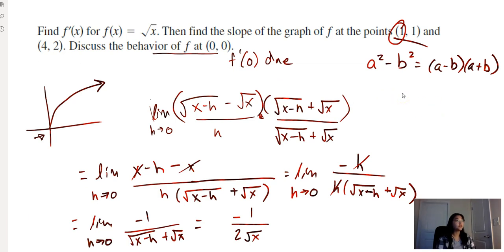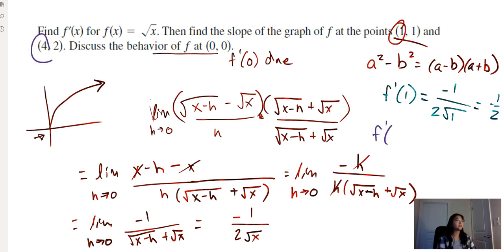Okay, so if I have f prime at 1, I'm evaluating this. I have negative 1 over 2 root 1. What's that? Negative 1/2. If I try to evaluate f prime at 4, I'm plugging in my x value. So f prime at 4 is negative 1 over 2 root 4. And what is that? That's negative 1/4, because 2 times root 4 is 2 times 2, 2 times 2 is 4, and my numerator is still negative 1, excuse me. So that's pretty cool.